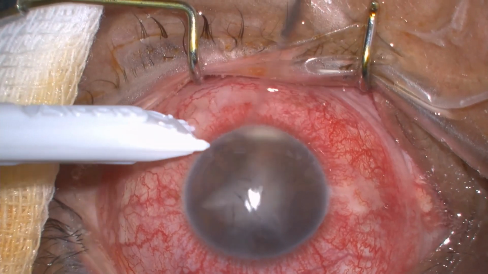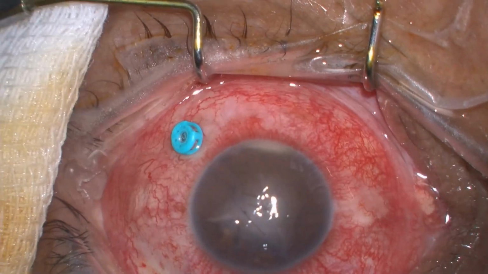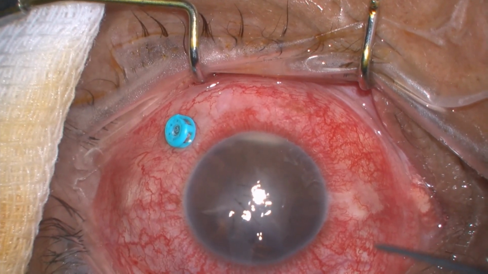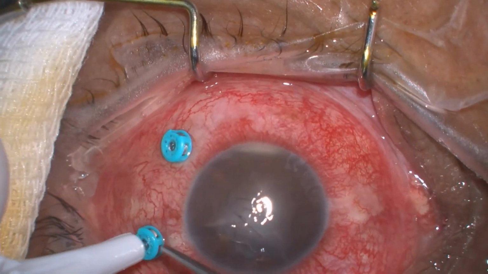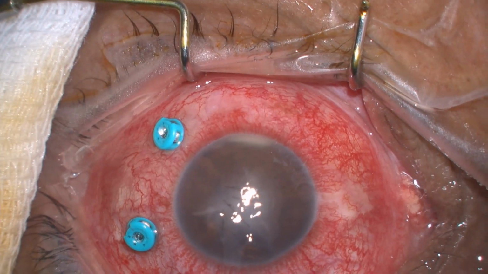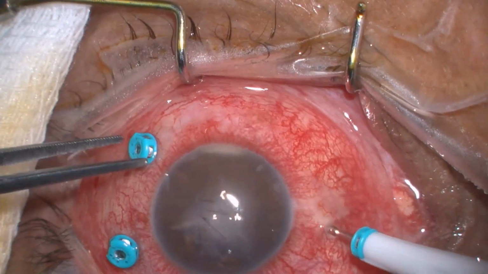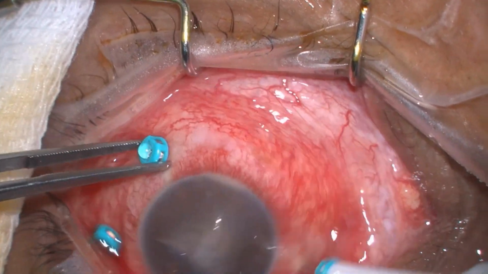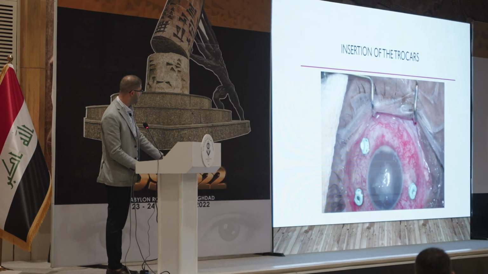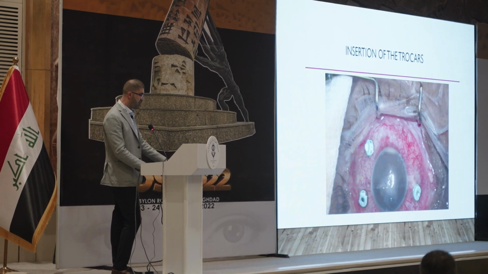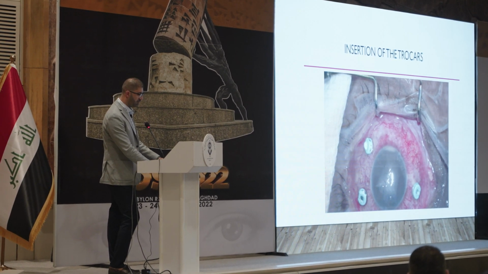Now you are seeing how we are inserting the trocars. First the inferotemporal quadrant and infusion trocar, then the second and the third. Here I want to draw your attention to a sign. I couldn't show it from here, but you can see the vitreous reflux from the first trocar. It is a very important sign. It means that you are in the vitreous cavity and you can go on with your surgery safely.